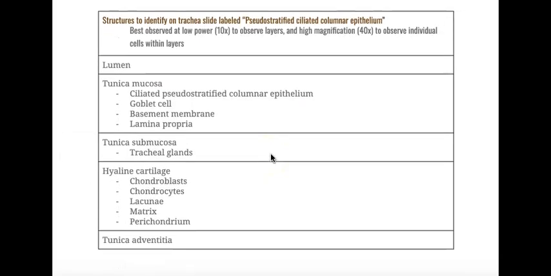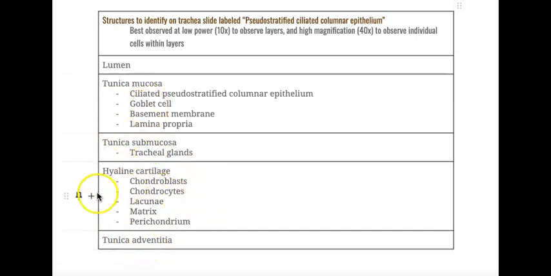And the way we have this information organized is there's a lumen. That's that hole in the middle of a tube, right? The space in the middle of a tube is simply the lumen. So this is where air would be located. And then the tunica mucosa, the tunica submucosa, and then the tunica adventitia are the three main layers.